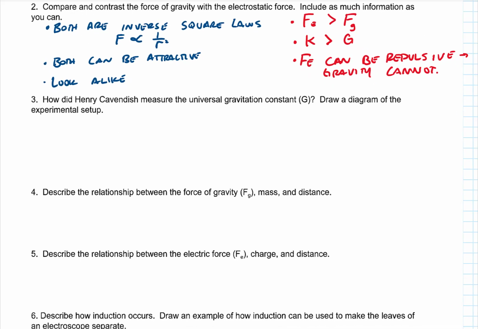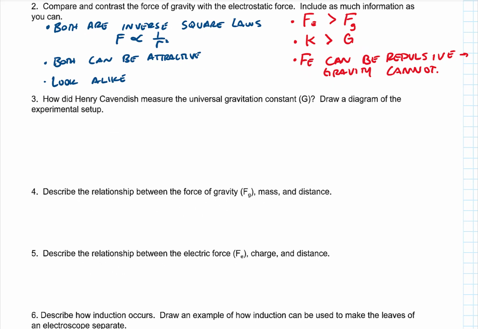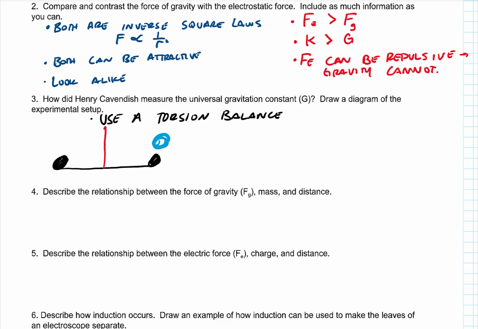How did Henry Cavendish measure the universal gravitation constant? So what he used was an extremely sensitive device called a torsion balance. In a torsion balance, what you have is a really heavy object, another really heavy object that are being balanced on a board or a bar. That bar is attached to a string, and then we bring another mass close to it and another mass close to it, and those blue masses cause the entire system to torque or to spin around it.